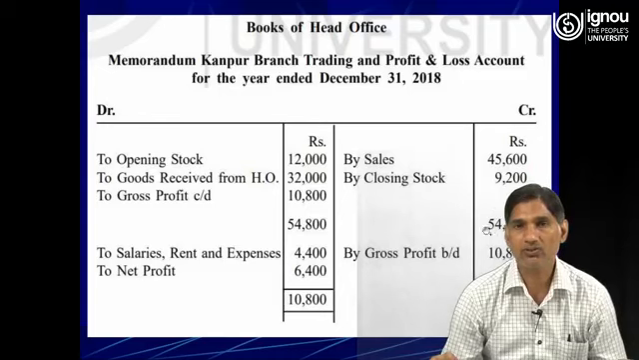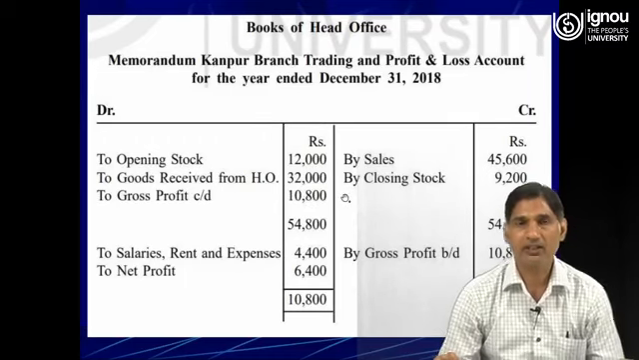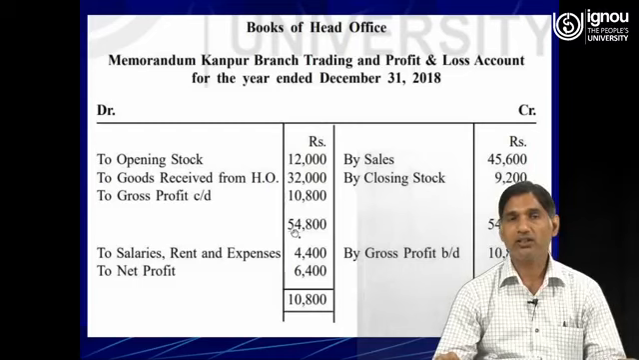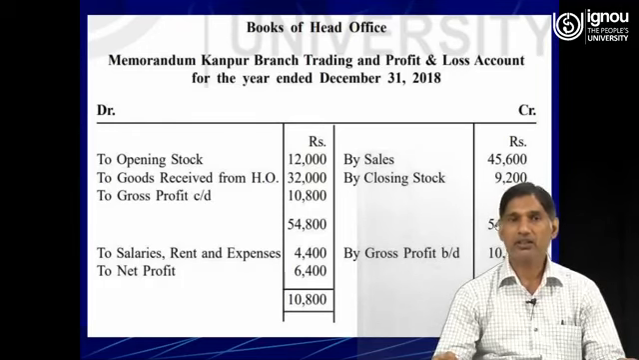So the total is 54,800. Out of 54,800, if we subtract the total of 12,000 and 32,000, we arrive at the gross profit of 10,800. So 54,800 total, 54,800. This gross profit of 10,800 will be brought down in the profit and loss account. To salaries, rent and expenses.